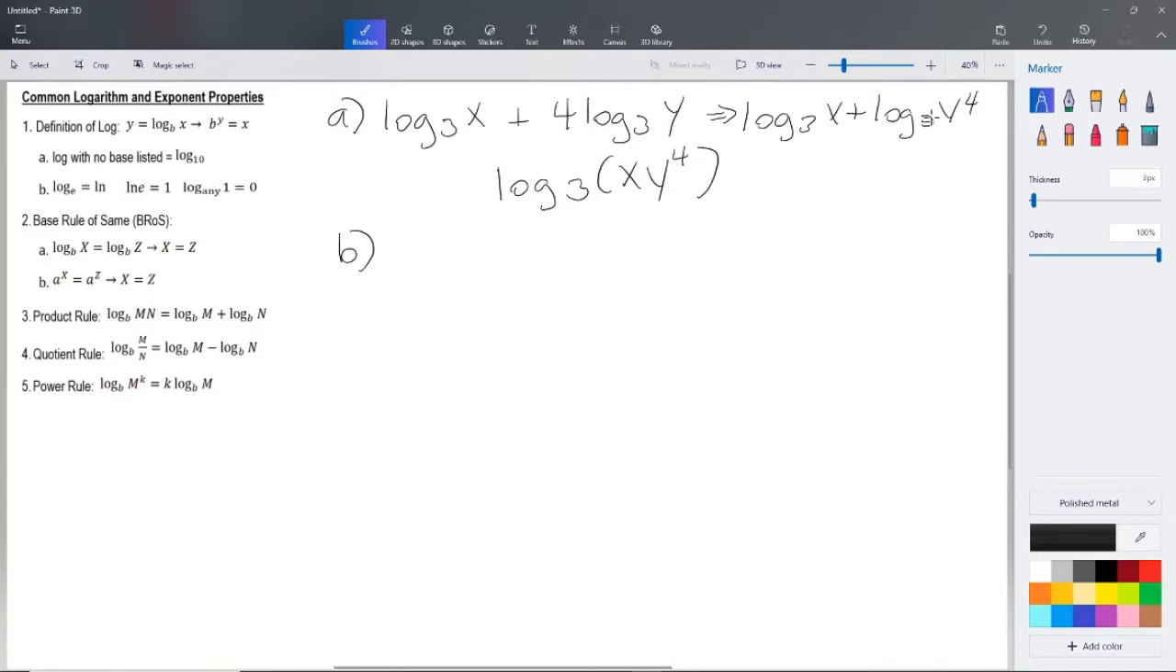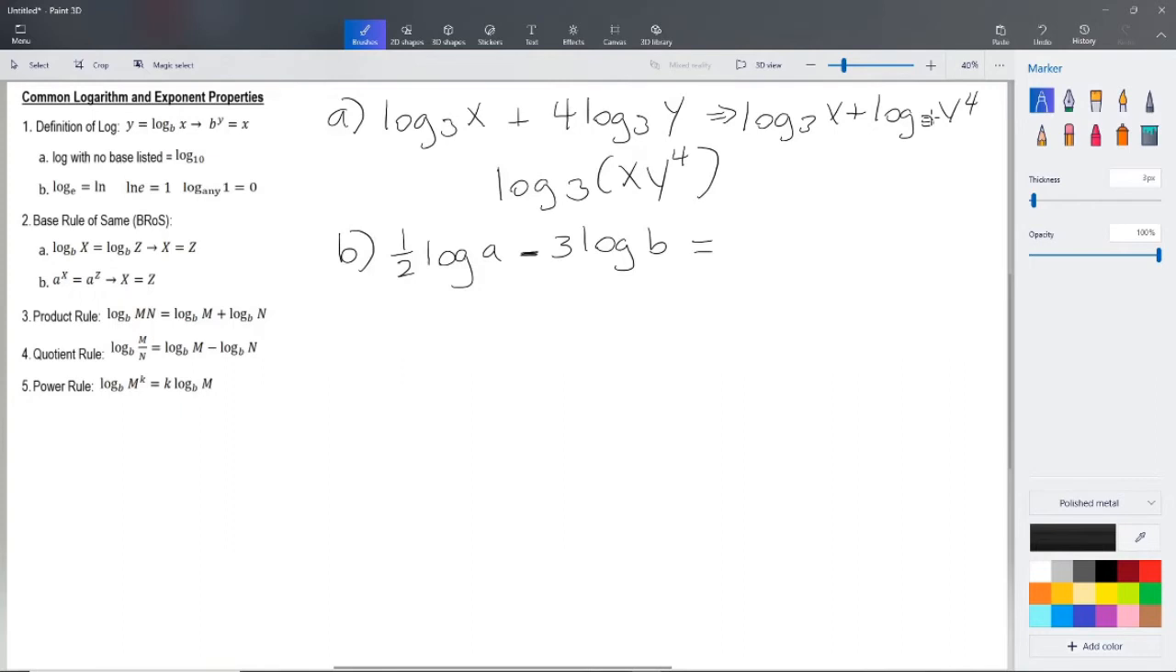All right, part B, we have 1/2 log of a minus 3 log b. Now notice that this log doesn't have a base identified with it. Again, the base is 10 then. So a couple things happening here. First, we need to reverse power rules on both of our logs. So this half needs to go back to being a power of a, and this 3 needs to go back to being a power of b. So let's take care of that first.